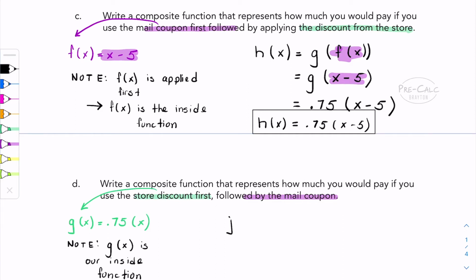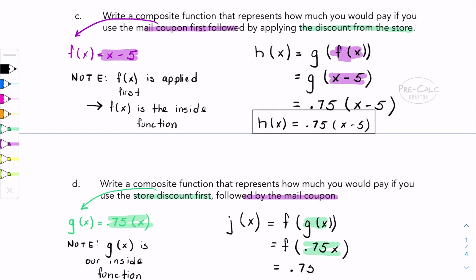I'm going to use j of x to label this. J of x is telling me that I'm using f of g of x. G of x is 0.75 times x, so I'm going to evaluate the f function at 0.75x. The f function is x minus 5, so I replace x with 0.75x, giving 0.75x minus 5. And our function is equal to just that, 0.75x minus 5.